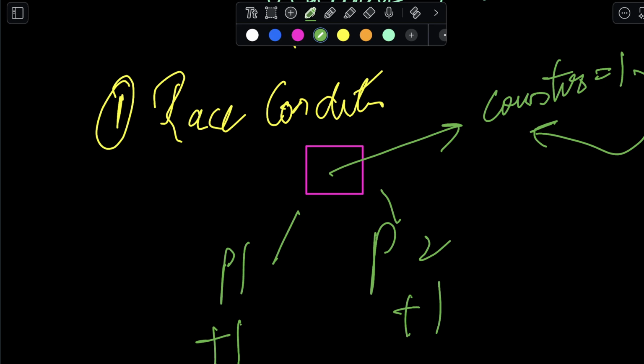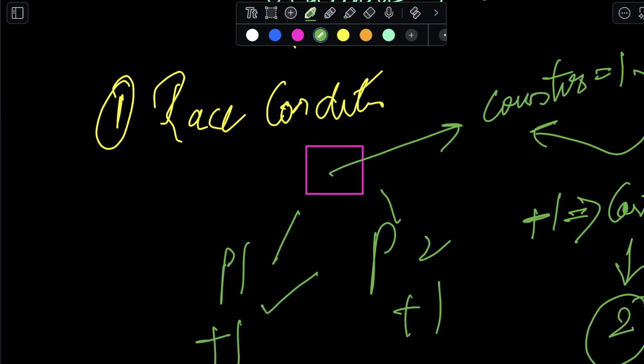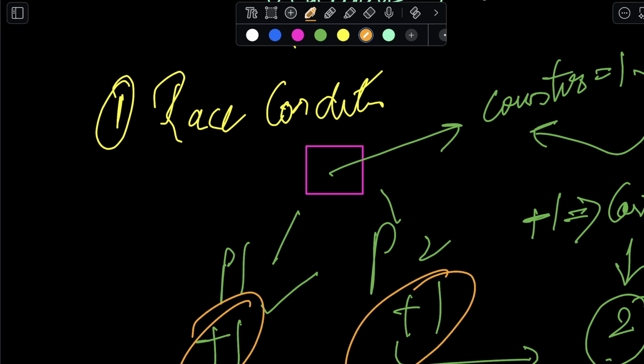Okay, so ideally what should happen is, first P1 should increment, so this should become +1. When we add 1 to it, the counter value will increment and it will become 2. Now ideally, when P2 comes and checks, P2 should increment this and make it 3, right? But since both P1 and P2 have accessed at the same time, both have 1 inside of them.